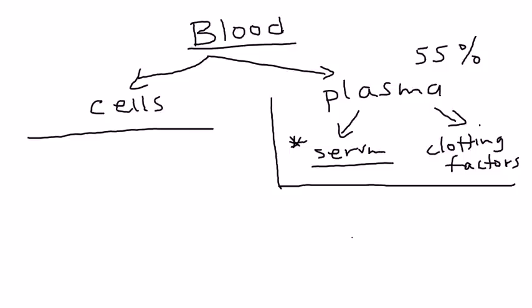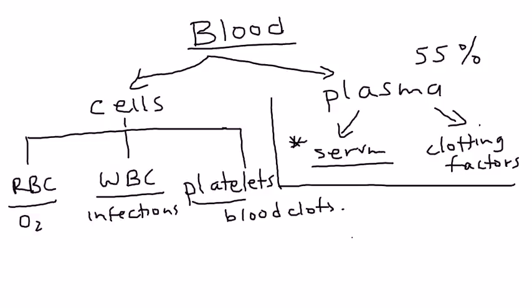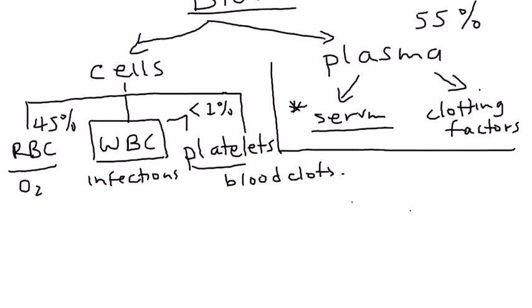So let's just keep going with cells. Well, there's three basic types of cells in the blood. There's red blood cells, RBCs, white blood cells, WBCs, and platelets. What we're going to concentrate on is the white blood cells. Now, the red blood cells are approximately 45%. The white blood cells and platelets together make up sometimes less than 1%. But don't let that number fool you. They're extremely important.